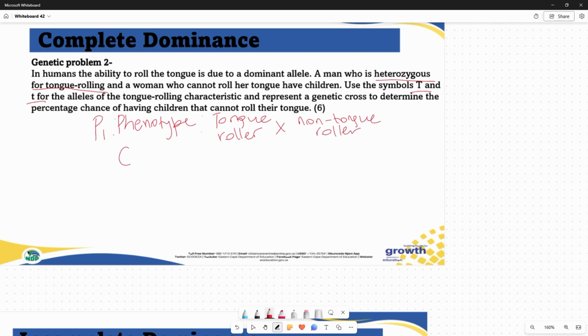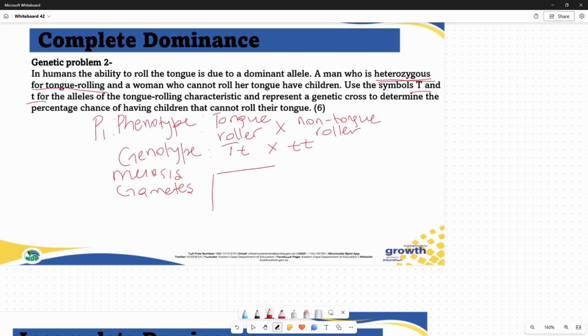And then now we need to write the genotype. Before you write the genotype, look for the keywords homozygous and heterozygous. So now the man is heterozygous. We have been told to use T, so it means that our genotype will have two different alleles. And then the woman is not a tongue roller, which is a recessive trait, so it means that we have got two recessive alleles here. And then what is the next thing? Meiosis. And then there are gametes.